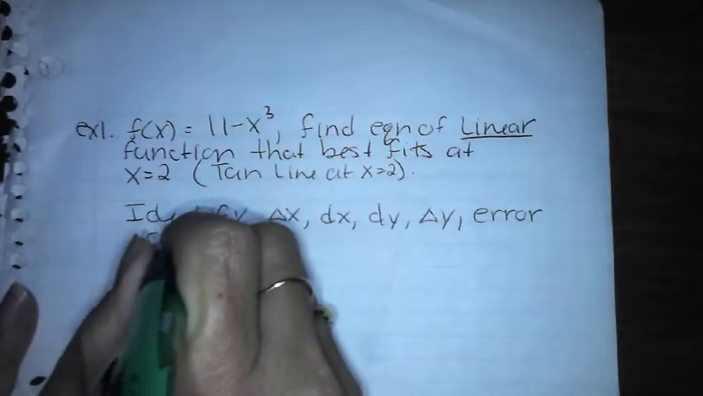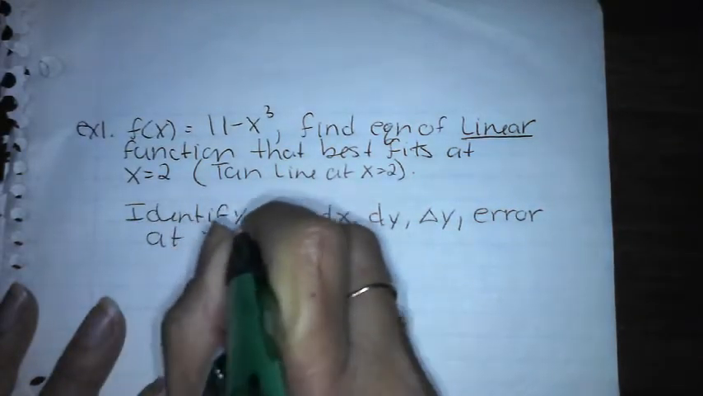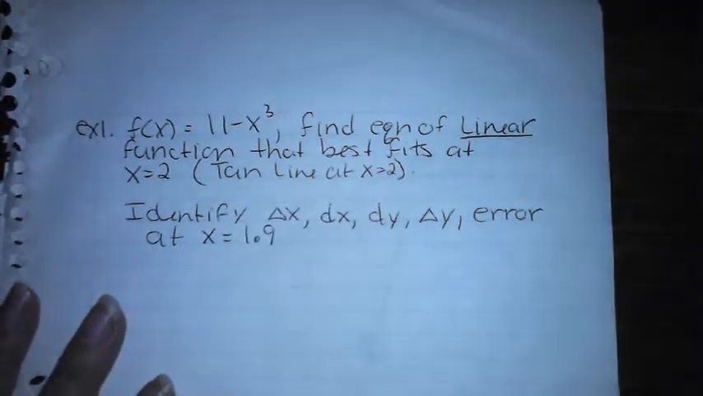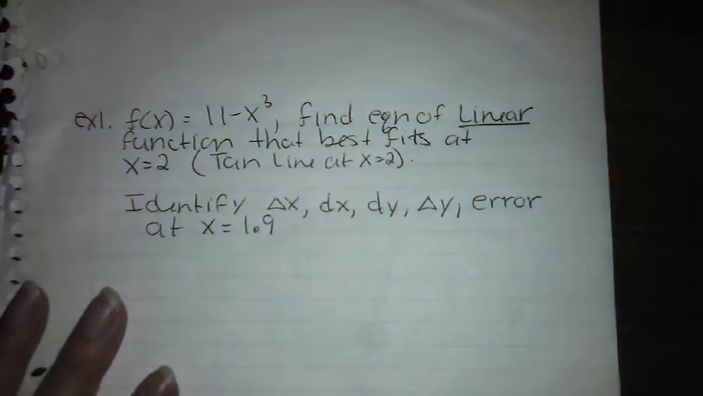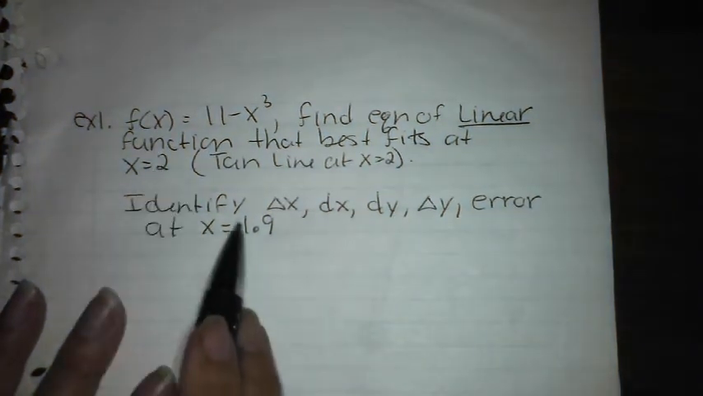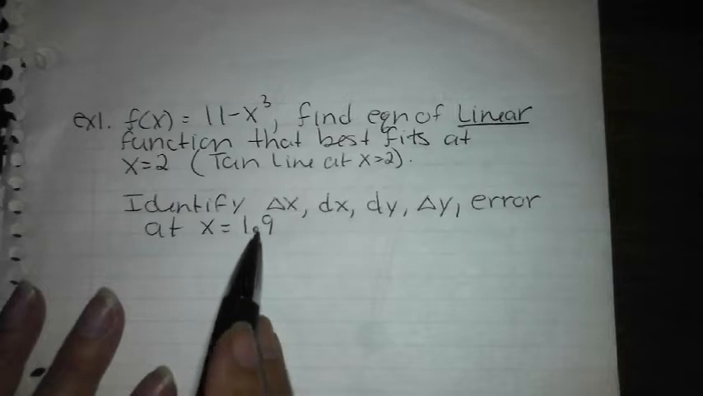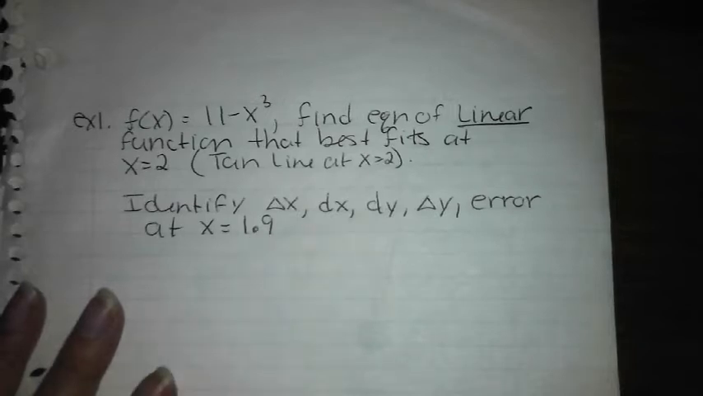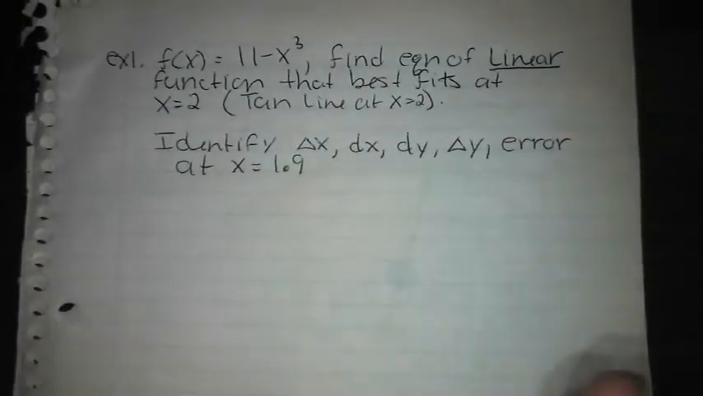at x equals 1.9. So we're going to be at 2 tangent line, so everything will have the same y value. Then we're going to move away to 1.9. Now there's going to be separation in the y values. So let's make the graph. And I don't have my calculator here, but I do have a sketch of this.